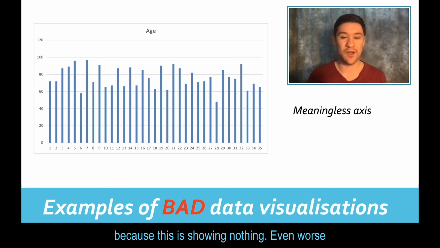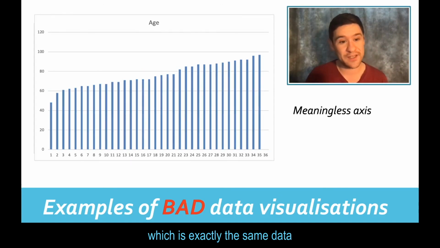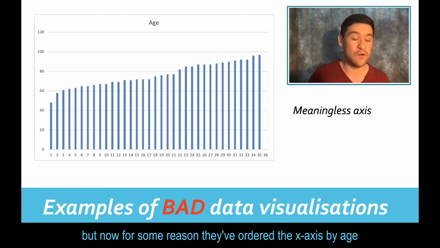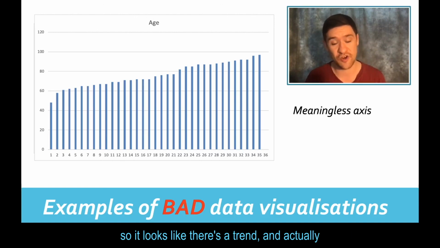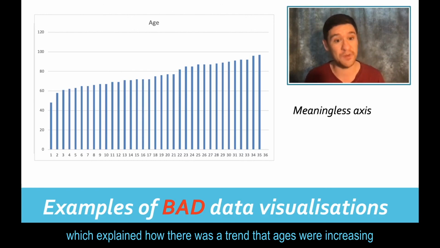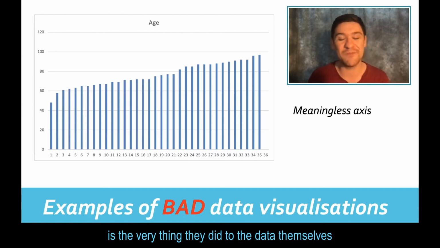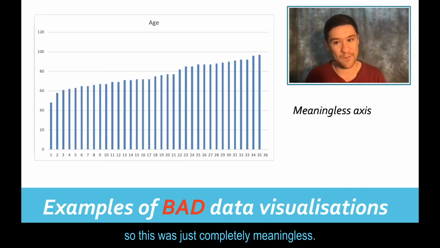Even worse, I did have some submissions which were this, which is exactly the same data, but now for some reason they've ordered the x-axis by age. So it looks like there's a trend, and actually this was submitted with a paragraph which explained how there was a trend that ages were increasing. And the thing they are reading from their graph is the very thing they did to the data themselves. So this was just completely meaningless.